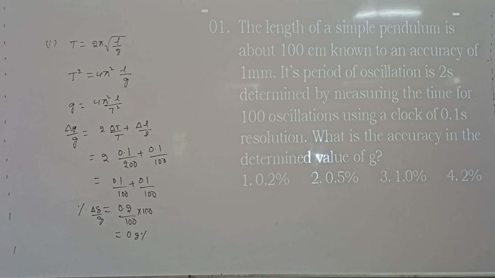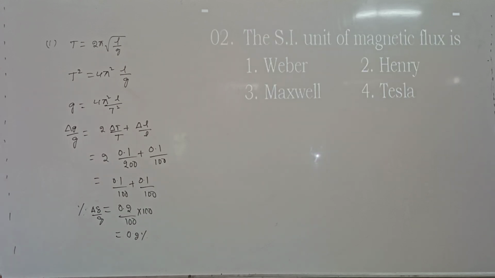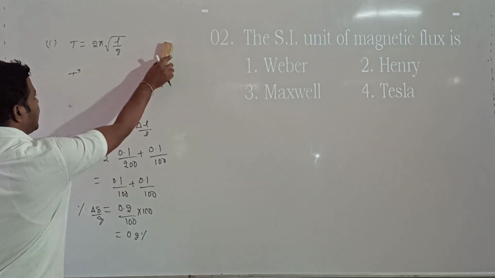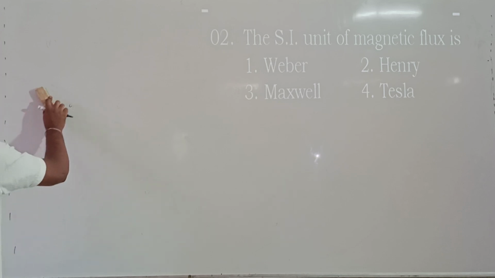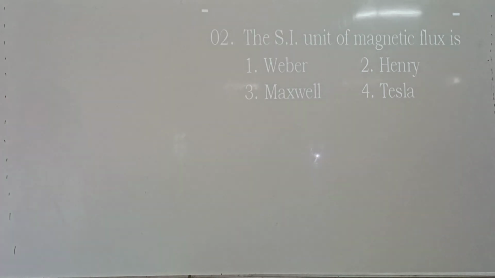Next one. So the next one is a direct theory question. What is the SI unit of magnetic flux? Magnetic flux SI unit is what? Weber. Flux is the dot product of magnetic field induction and area vector, whose SI unit is given by Weber.